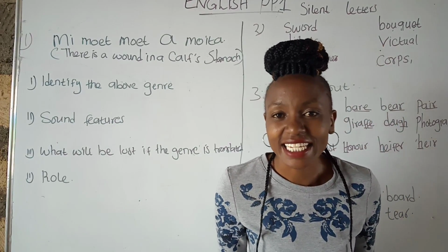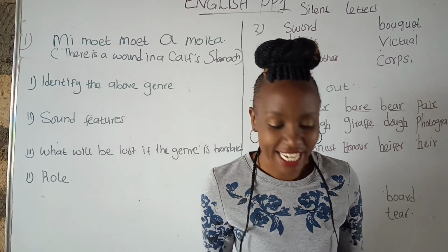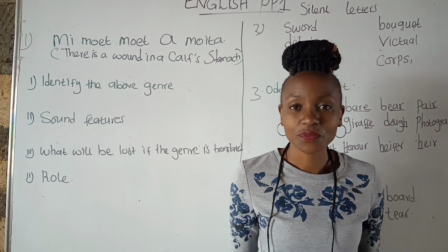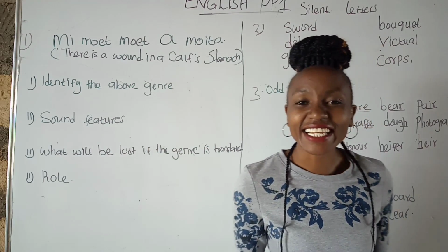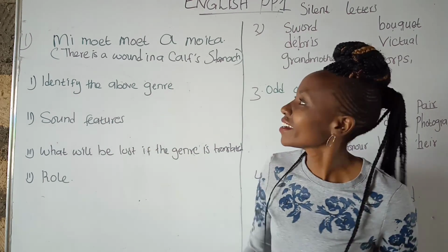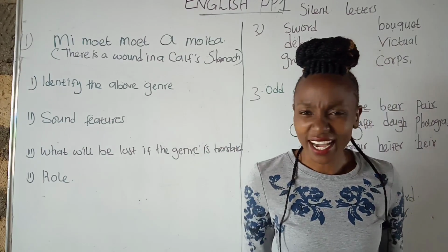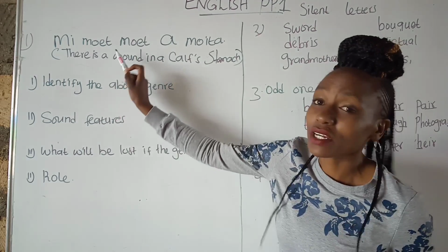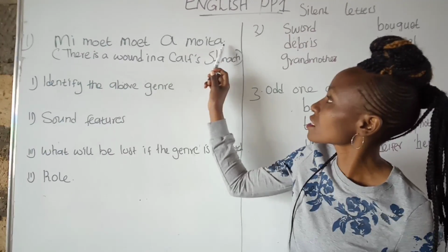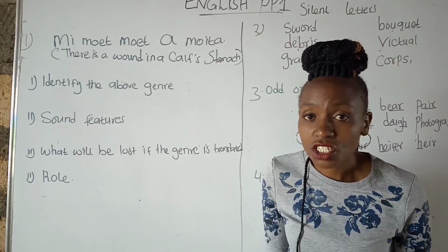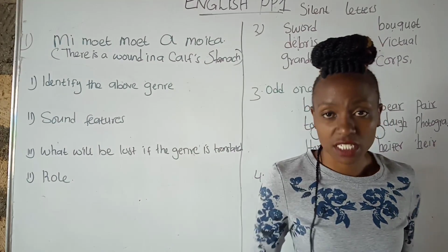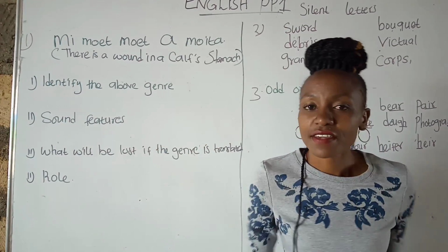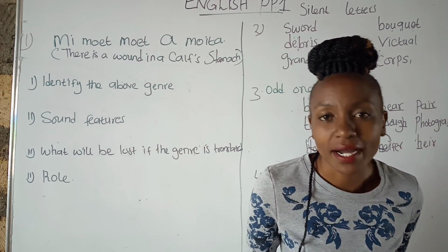So whatever you have seen there is our first question, and I'm going to read it again. Consider the following oral literature item. It's here, for the Kalenjins. How do you say that? Let me try. Mi moek moek a moita. I guess it's Kalenjin, I'm not sure, I'm just guessing. But that is our first question. You're going to answer our questions from these small parts. And in English it means there is a wound in a calf's stomach. And then the first question: identify the above genre, which is 1 mark.